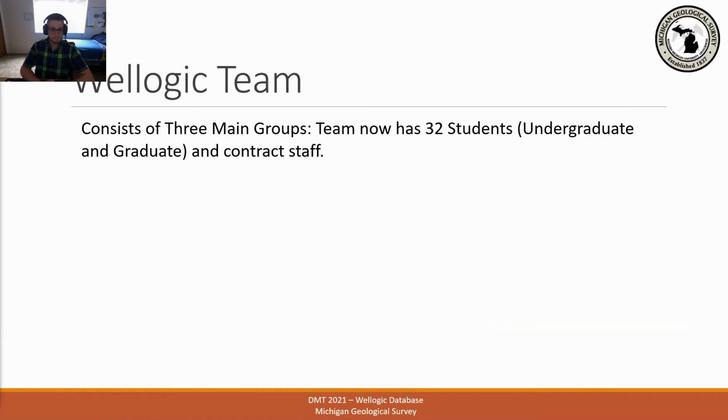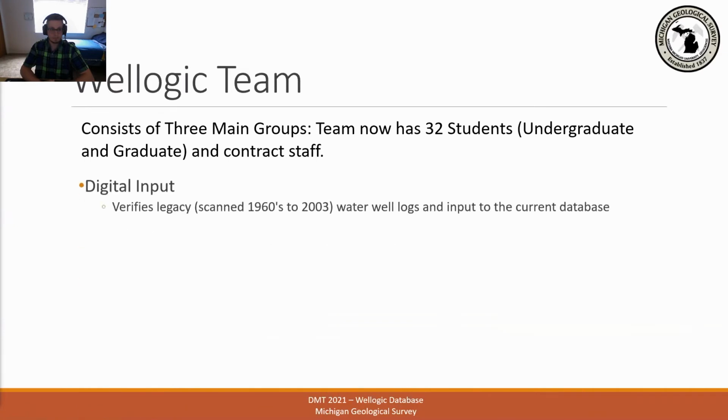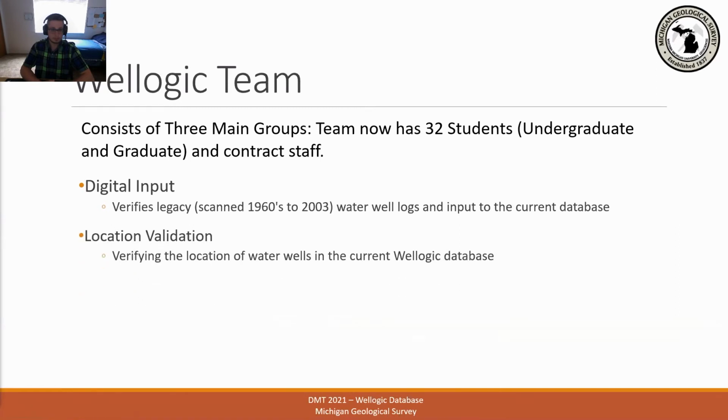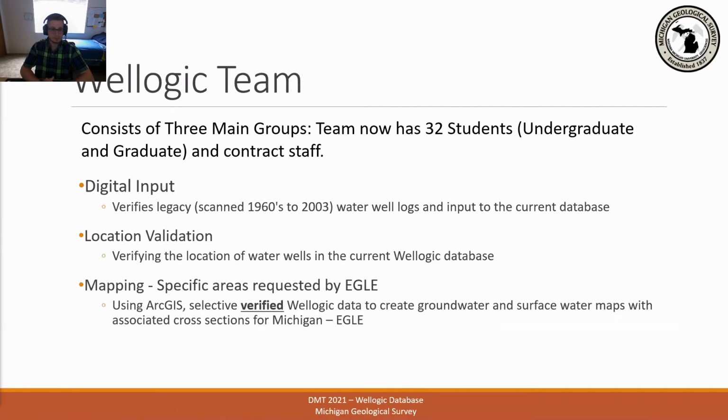Go ahead, Sophie. Yes. Thanks, John and Matt. So I'm just going to talk a little bit about our triage team as a whole for the Wellogic database. We consist of 3 main groups, which has grown from 3 students to now 32 students and contract staff. Our first group is the digital input group, and we're looking at the scanned pre-2000 logs that John was talking about. And then we have the location validation team, which looks at all of the wells that already exist within the Wellogic database and corrects those locations. And then the mapping team, which Matt is going to talk about in just a little bit.